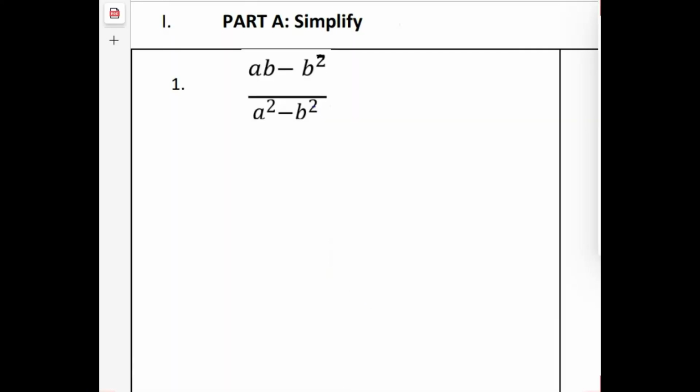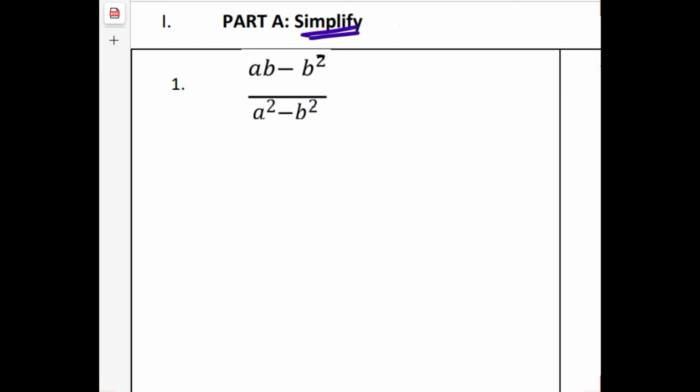Today we are going to see how to simplify certain algebraic fractions. Now for the exam, if you see the word simplify, it just means that they are asking you to reduce the given fraction by finding the common factors and simplifying it into the lowest terms.